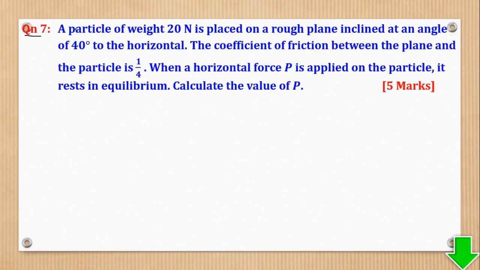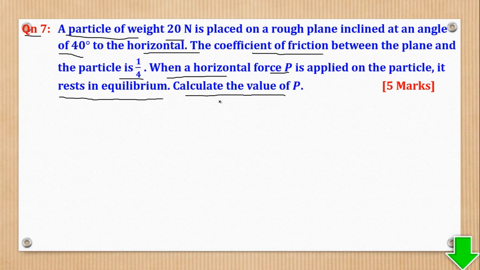Then question 7 says, a particle of weight 20 newtons is placed on a rough plane inclined at an angle of 40 degrees to the horizontal. The coefficient of friction between the plane and the particle is a quarter. When a horizontal force P is applied on the particle, it rests in equilibrium. Calculate the value of P.